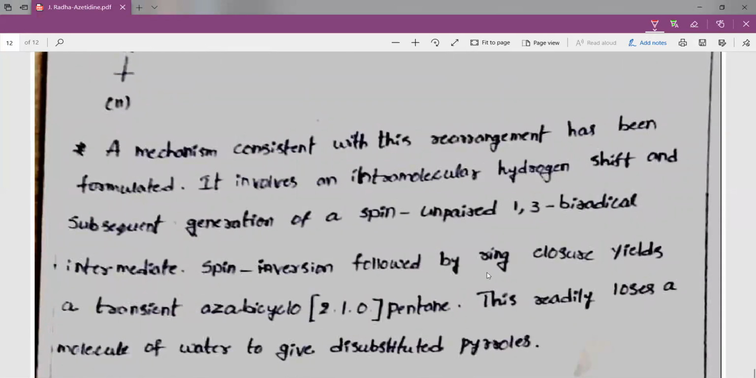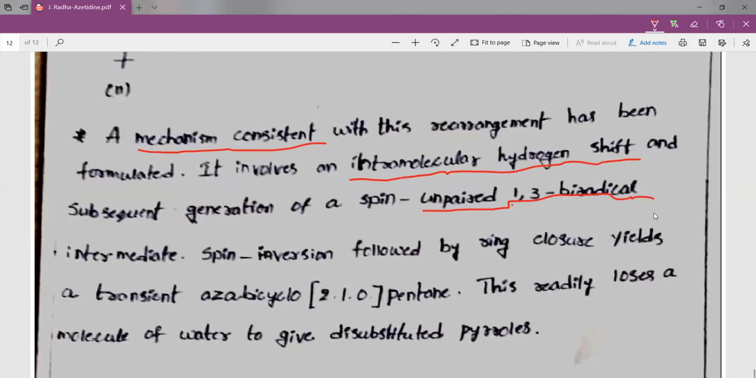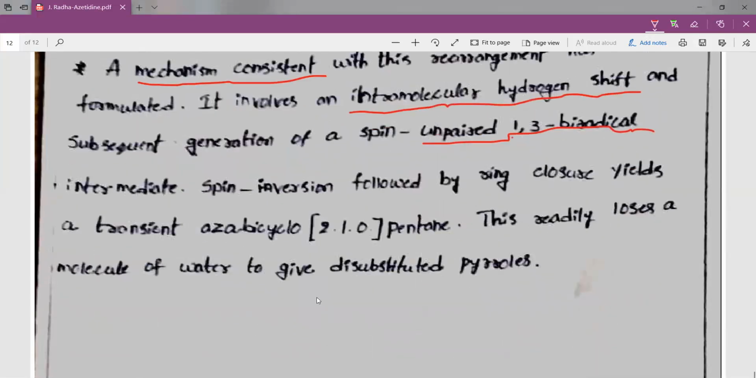So here the mechanism is given. A mechanism consistent with this rearrangement has been formulated. It involves an intramolecular hydrogen shift. In the first step, there is an intramolecular hydrogen shift, and we get a spin unpaired 1,3 biradical, which means it is a triplet biradical intermediate. Then spin inversion results in a singlet biradical.